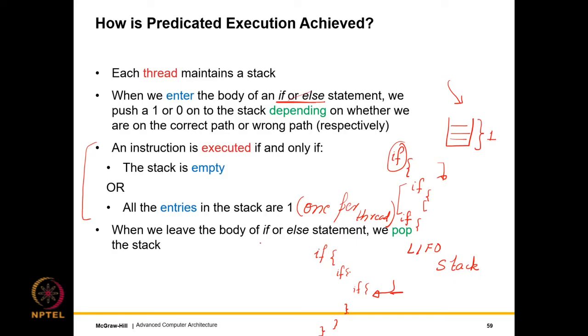So when we leave the body of the if or else statement, we pop the stack. We push an entry when we enter the if statement, and when we leave it, we pop an entry of the stack. So who adds all of this code? Well, all of this code is added by the CUDA runtime in terms of special instructions or directives or bits that are sent to the hardware. The hardware then picks up these cues and maintains the stack for the thread. So the stack is maintained in hardware, but of course the directives of when to push and pop are given by software.